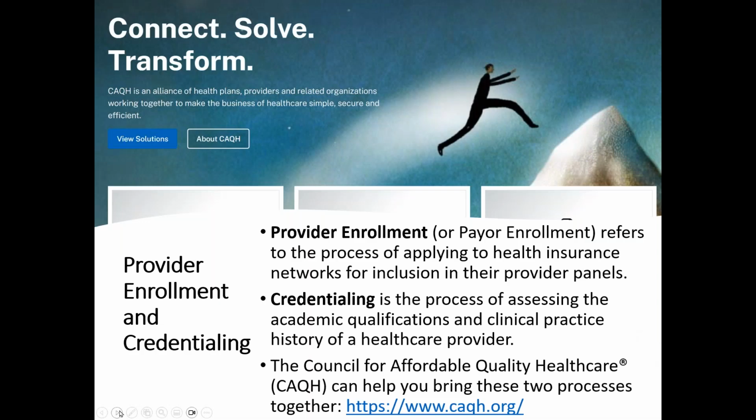Provider enrollment as an RHC, one thing to remember is provider enrollment and credentialing are two different things. I wish I would have known that. I sat through like an 8-hour seminar on credentialing, and I really wanted to know about provider enrollment. So I learned that the hard way one time. But for your credentialing and provider enrollment piece, there is a company called CAQH.